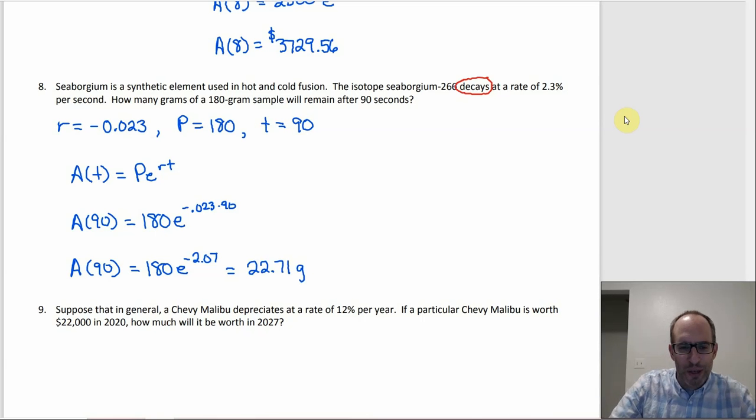And if you look at that and think, that's really small, considering that it's only been 90 seconds to go from 180 to 22.71. Yeah, but that decay rate is per second, right? So with that 2.3% per second going on, 90 seconds is actually kind of a long time, at least in a relative sense. So you end up with something tiny, relatively fast.